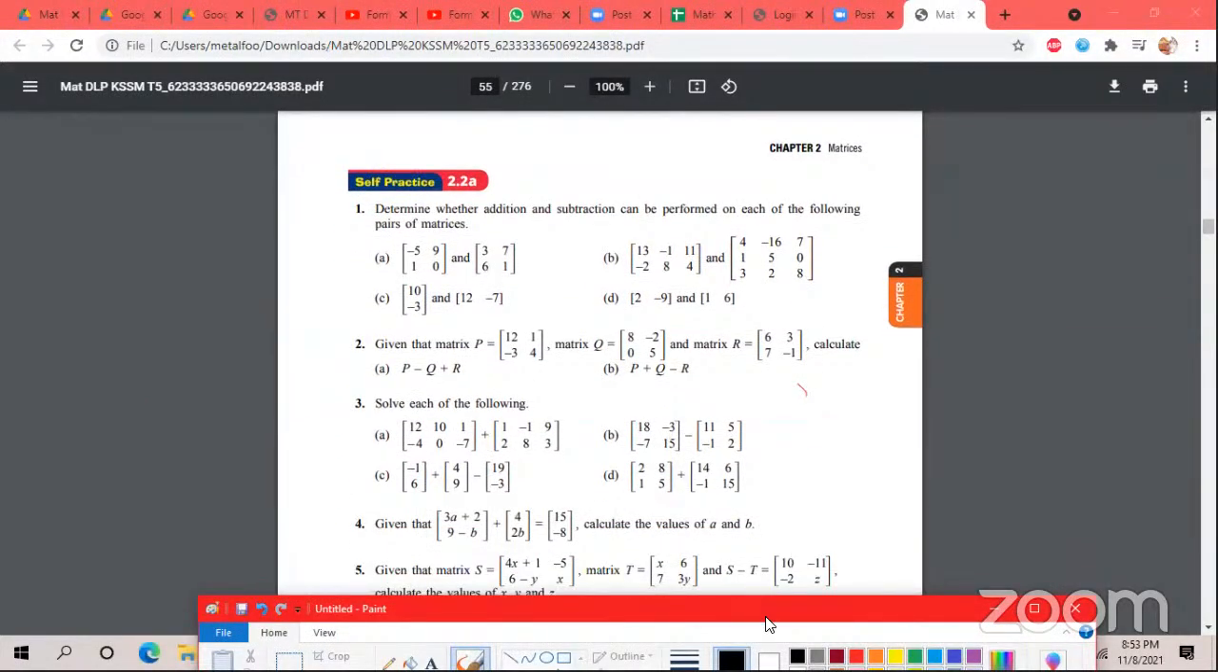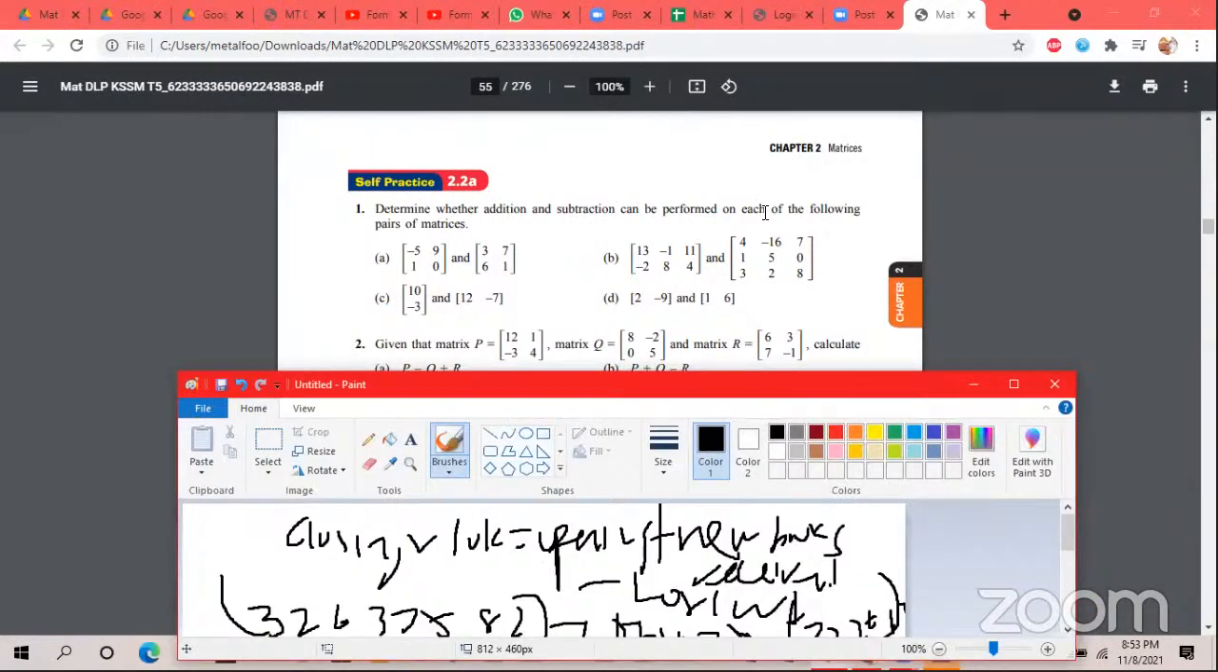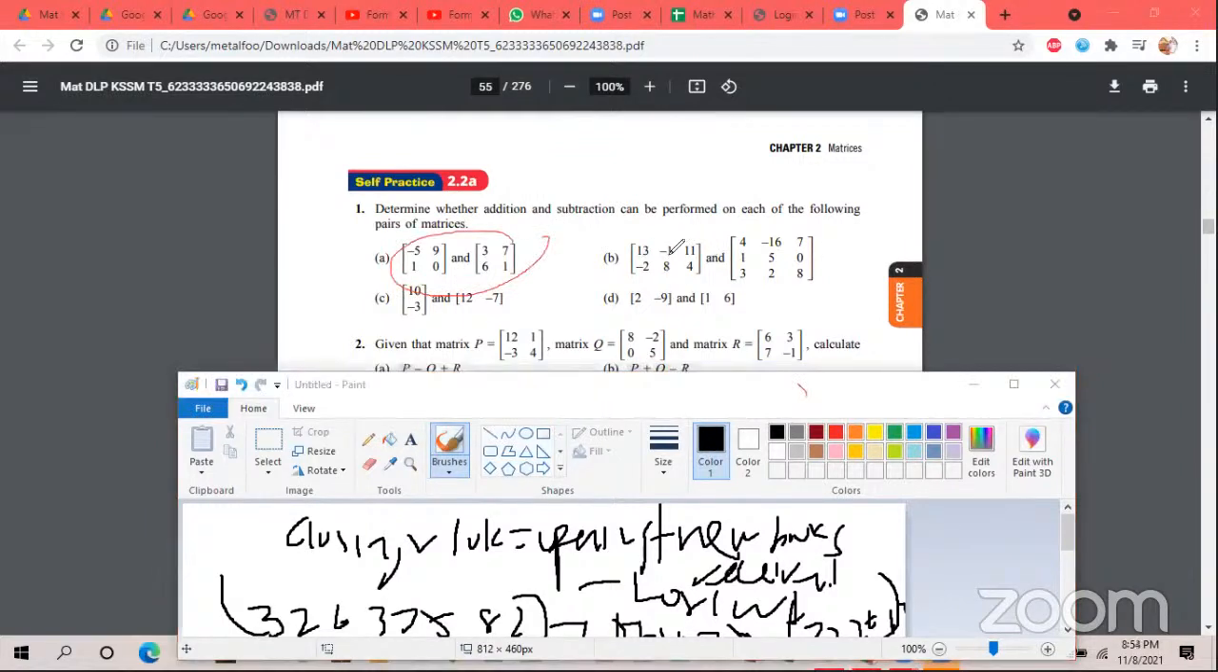Yeah, we do some self-practice questions. Determine whether addition and subtraction can be performed on each of the following pairs of matrices. The answer is yes, because they are the same order. And for B, no, they don't have the same order. For C as well, it's not the same order. For D, yes, it's the same order.